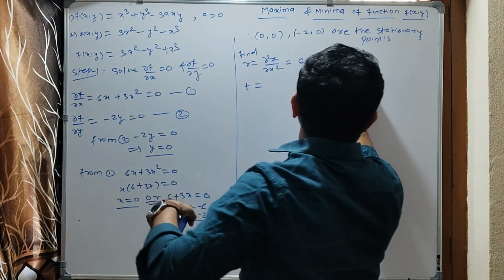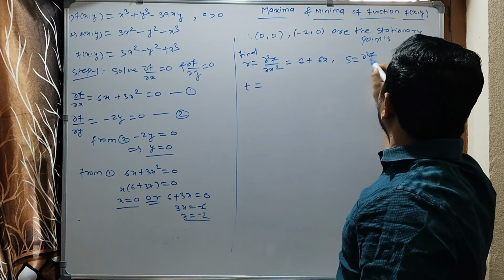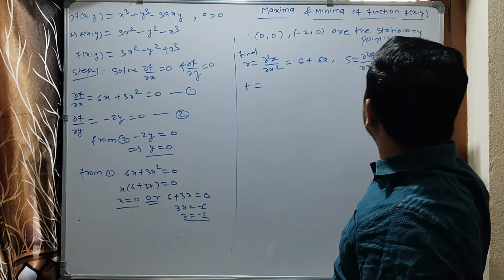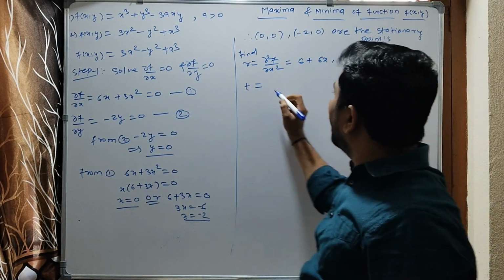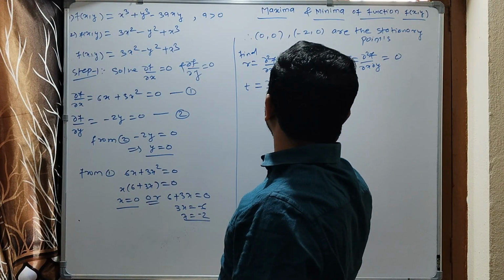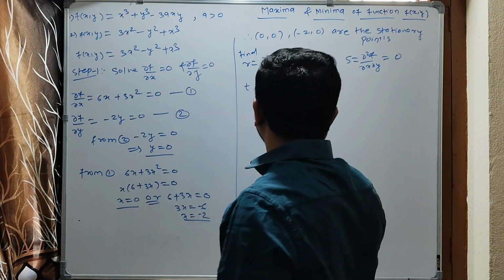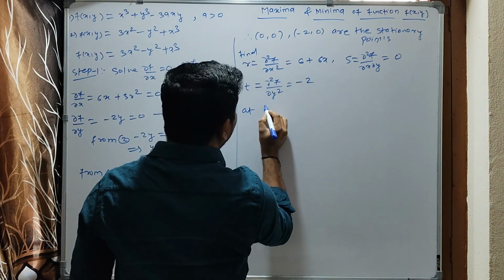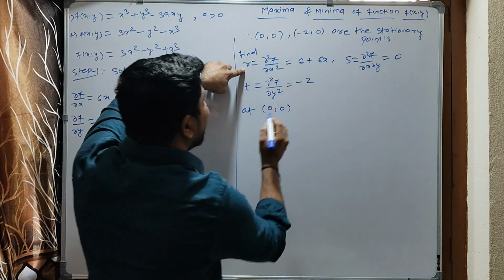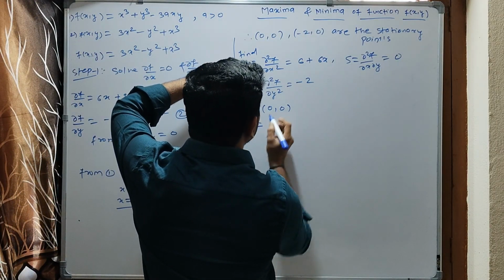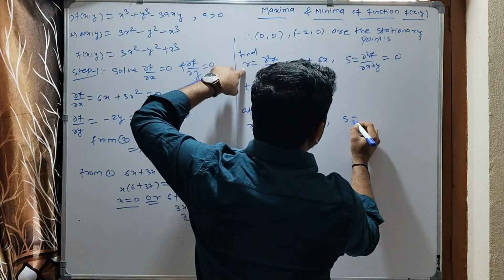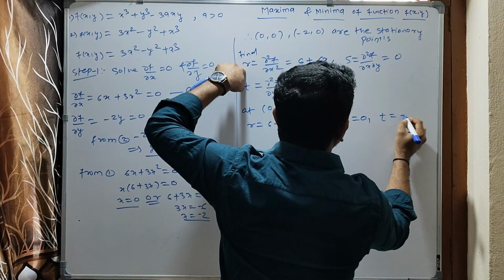Now s equals ∂²f/∂x∂y. This is completely in terms of x, so the partial derivative with respect to y is 0. And t equals ∂²f/∂y², which is simply minus 2. Now at 0 comma 0, I want to find r, s, t. So r equals 6 plus 6 times 0, which is equal to 6, and s equals 0 and t equals minus 2.